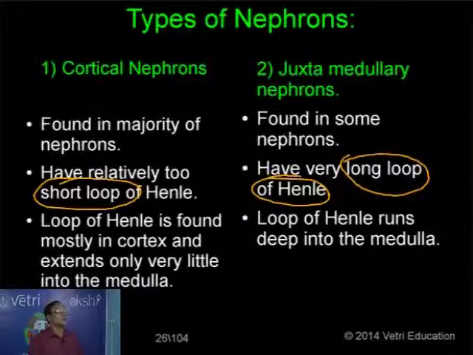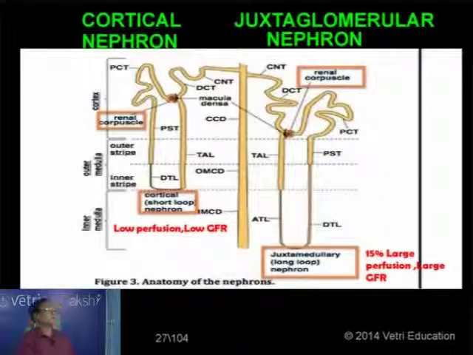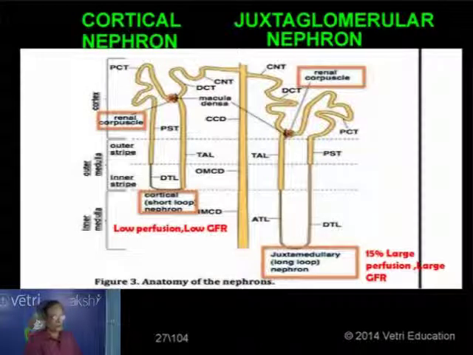Regarding the functional aspects, the glomerular filtration rate is higher in juxtamedullary nephrons when compared to cortical nephrons. You can see this in the next diagram. See the difference between the cortical nephron and the juxtamedullary nephron. Normally these nephrons have 15% large perfusion, that is, a large filtration rate. Also, because the length of the loop of Henle is more, the reabsorption rate is also more. Here, in the cortical nephron, there is low perfusion and a low glomerular filtration rate.